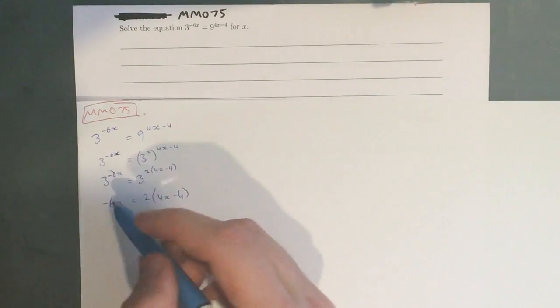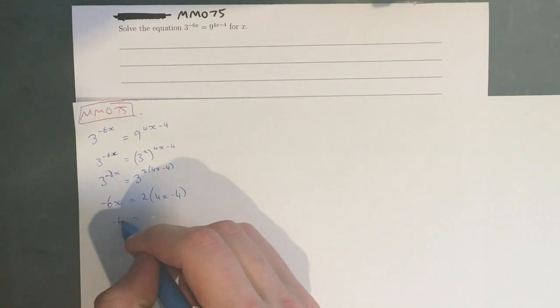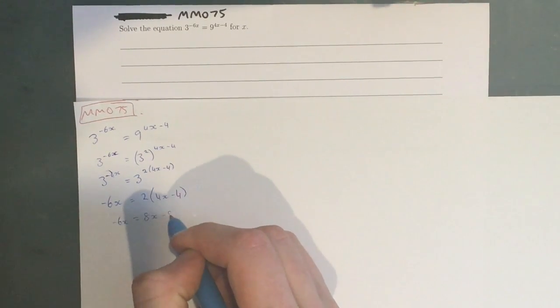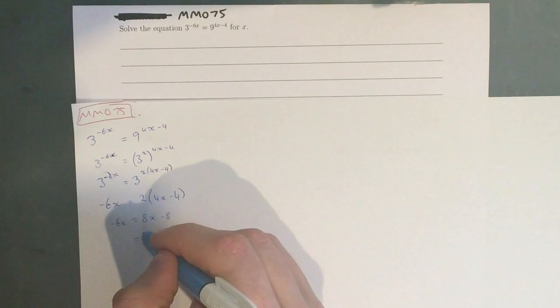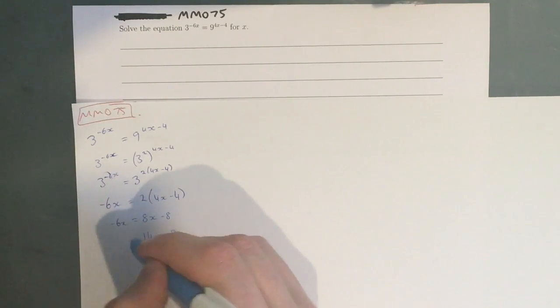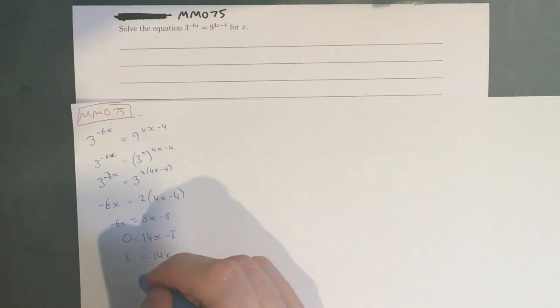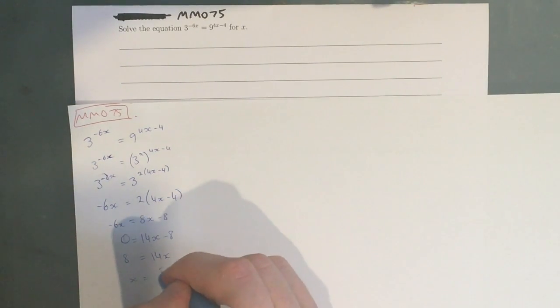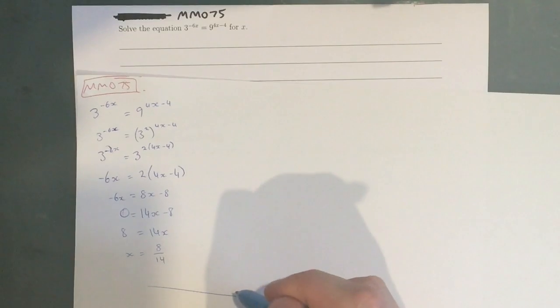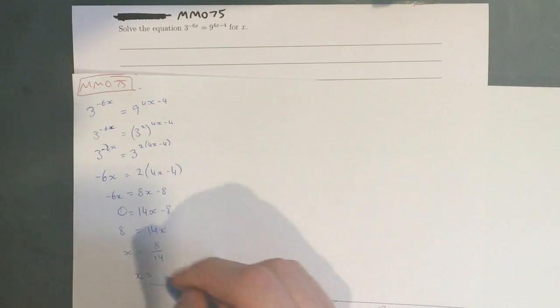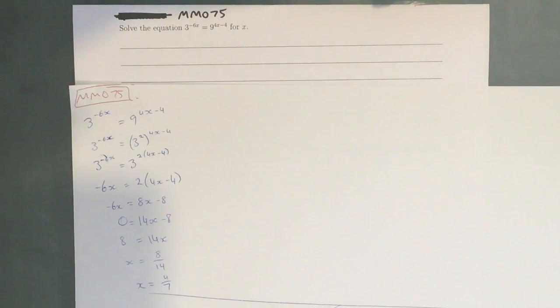to find out what x equals. So that means that negative 6x is equal to 8x take 8, which means that 14x take 8 equals 0, 8 equals 14x, and that means that x is equal to 8 on 14, which means that x equals 4 on 7.